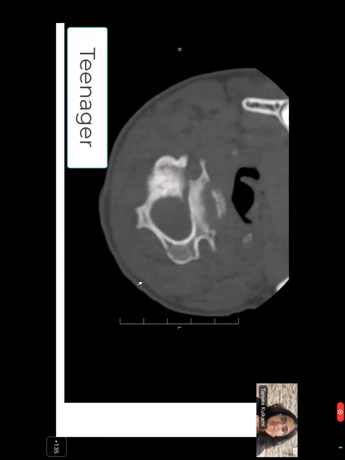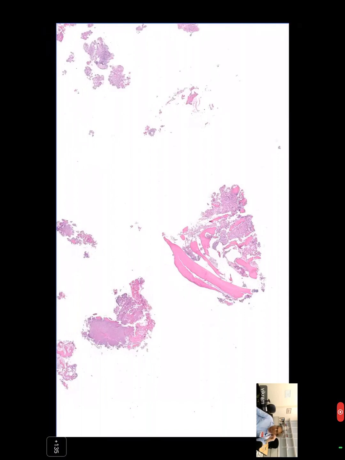And this kid is in his teens. Okay, hang on. This was a vertebral body lesion. Let's skip this.